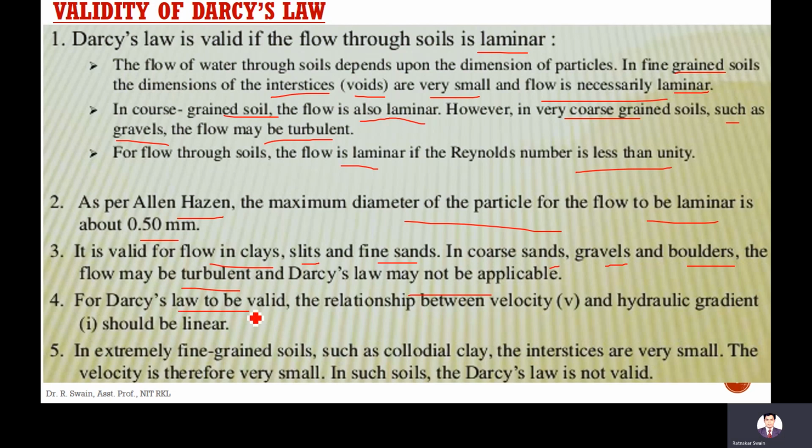To validate Darcy's law, the relationship between the velocity and hydraulic gradient should be linear. The velocity is Q by A, which we already discussed, equal to k into delta h by L, where delta h by L is the hydraulic gradient. So there should be a linear relationship between velocity and hydraulic gradient. Then Darcy's law can be valid.